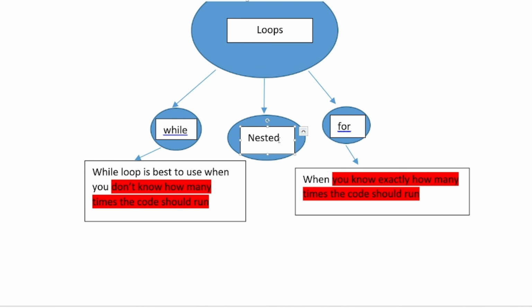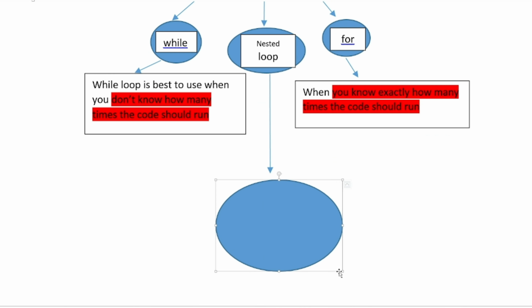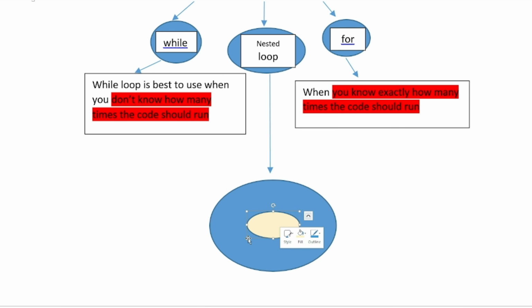We can also use a nested loop. What does nested loop mean? It means when two loops are together. One loop is inside another loop. For example, the for loop can contain a while.